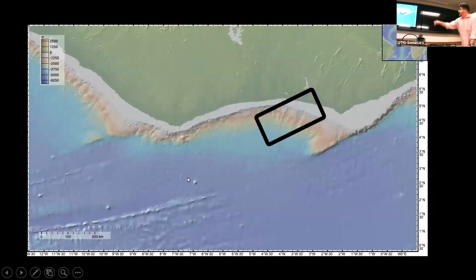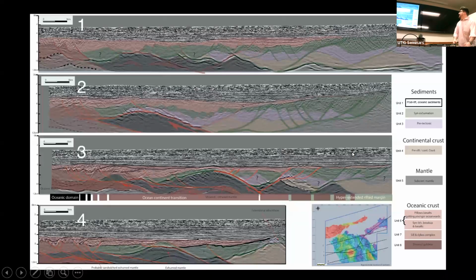Right, so we're zooming in on this area here, the rectangle. It's an intermediate to magma-poor margin sandwiched between the Romanche fracture zone and the St. Paul fracture zone. So it's this tiny little segment of divergent margin in between 2 big transform margins. And what's really cool though, is that the data here is really, really pretty. Here are 4 lines going through it. You can kind of see the inset down here. So 1 is at the top. It kind of has this weird squiggly thing across the entire area. 2, 3, and 4 are a bit more rational.